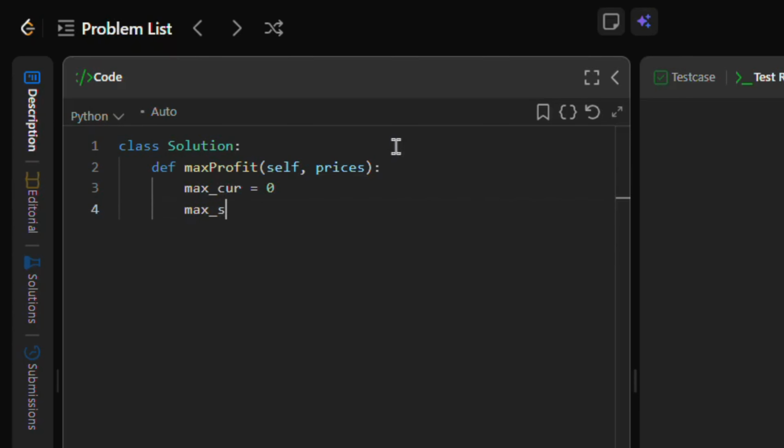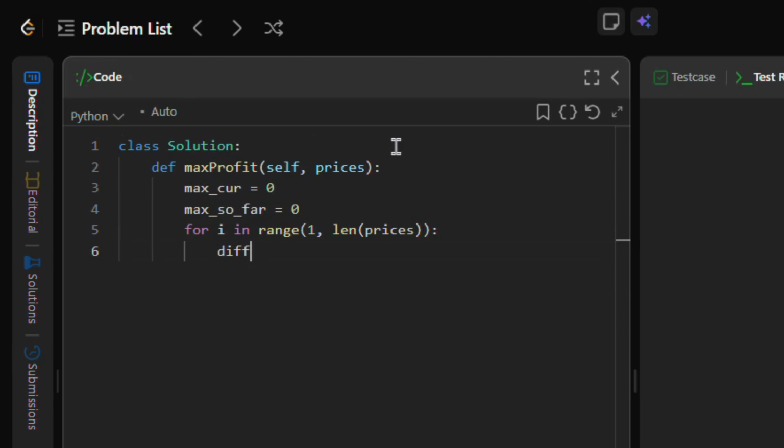And here we track max_so_far, which records the highest running profit we've seen at any point. This is the value we'll return at the end. We loop through the prices starting from index 1, comparing each price to the one before it. This loop touches each element once, so the time complexity is O(n).